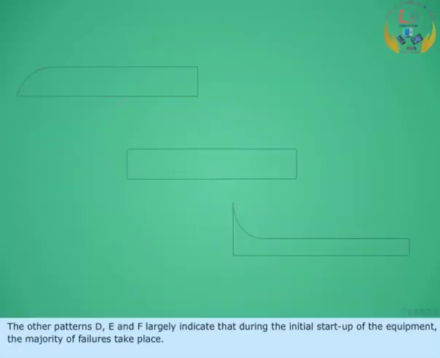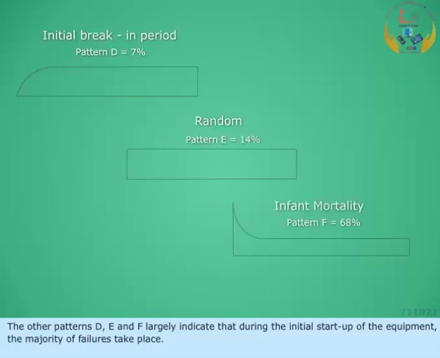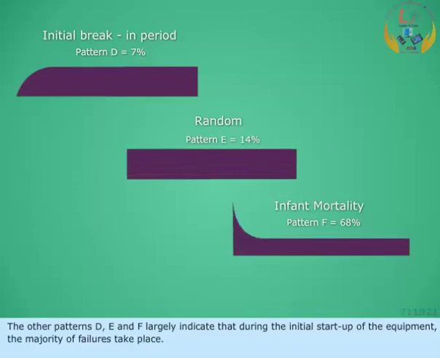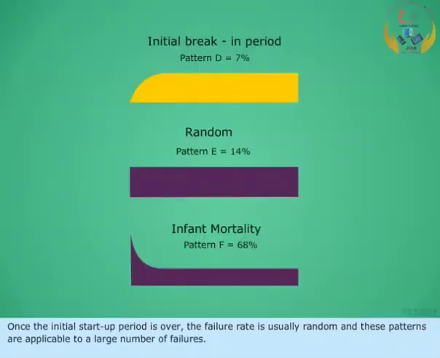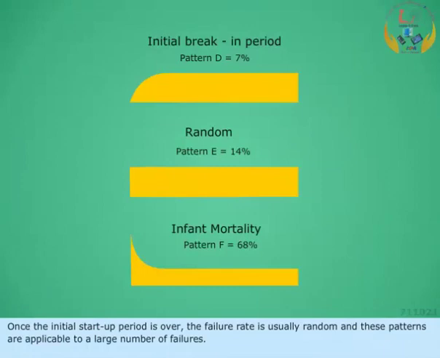The other patterns D, E and F largely indicate that during the initial startup of the equipment, the majority of failures take place. This could be due to maintenance in the initial stages or due to manufacturing or material defects in the components. Once the initial startup period is over, the failure rate is usually random, and these patterns are applicable to a large number of failures.